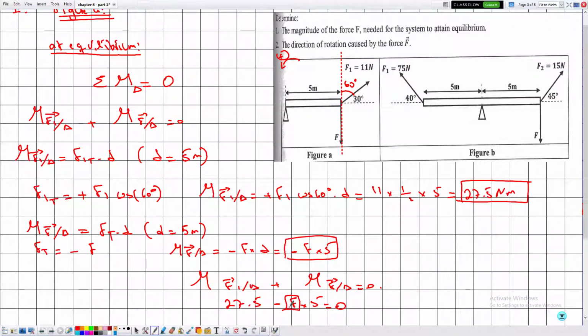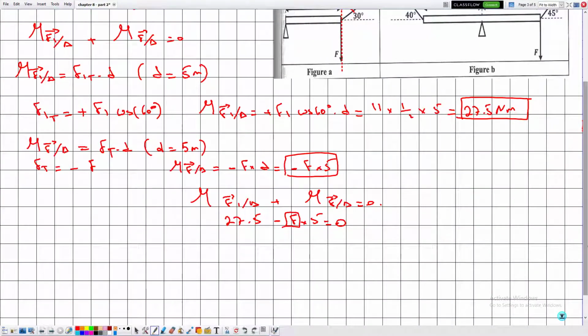So what's the type of this equation? This is a linear equation in one unknown. So directly the value of F is given by 27.5 divided by 5. And plugging this on the calculator, the value of the force that attains equilibrium is given by 5.5 newtons.